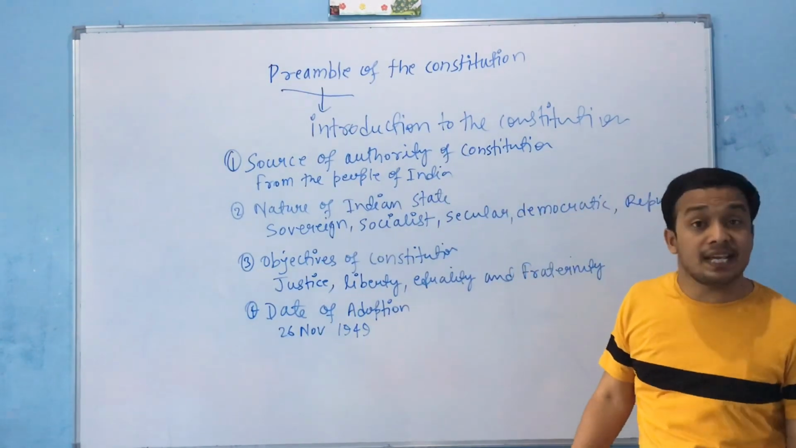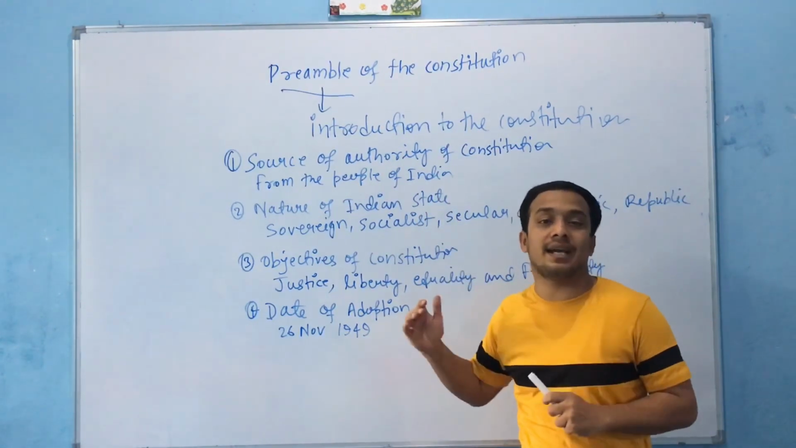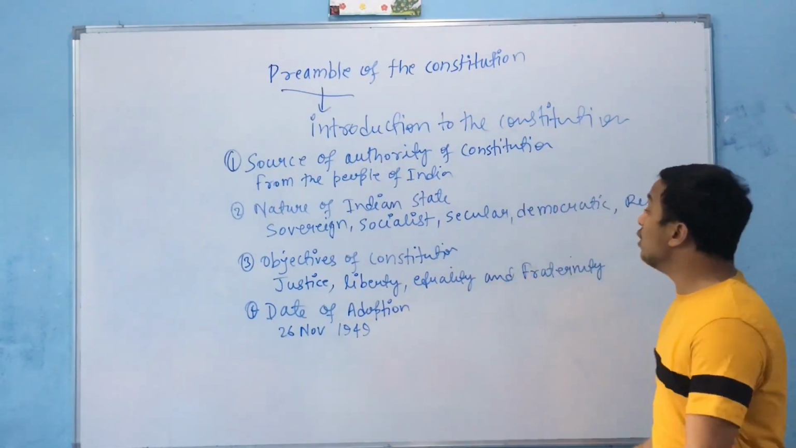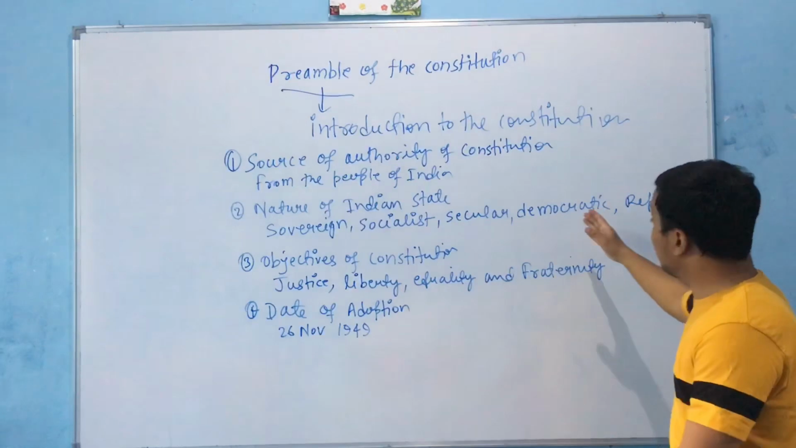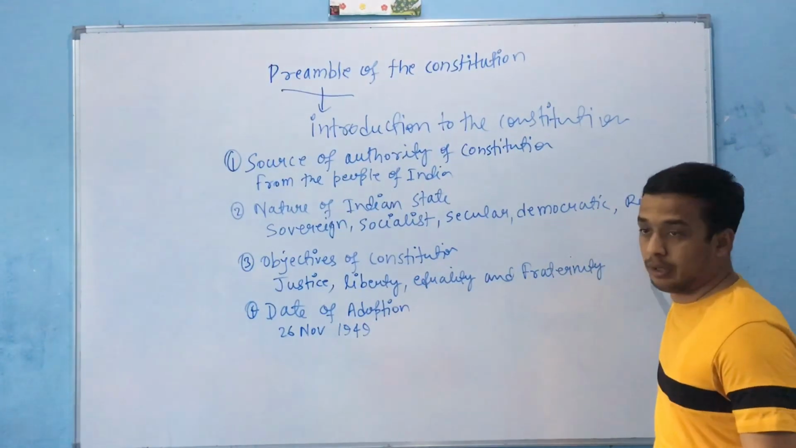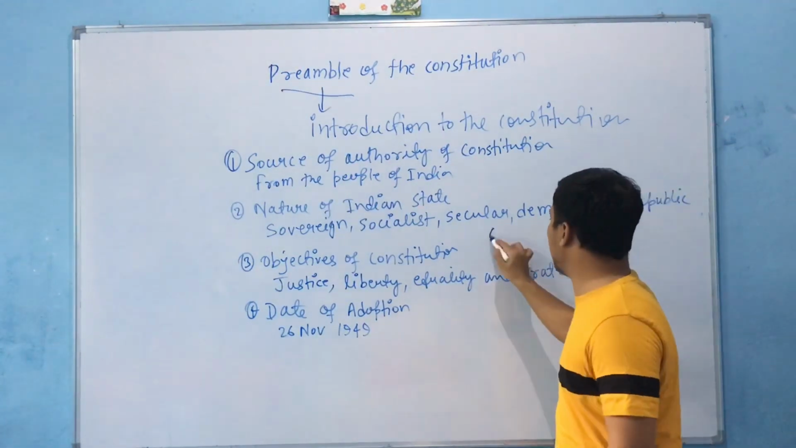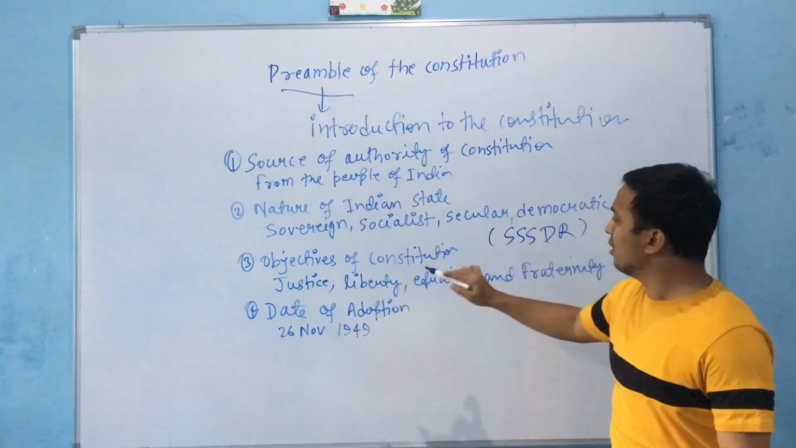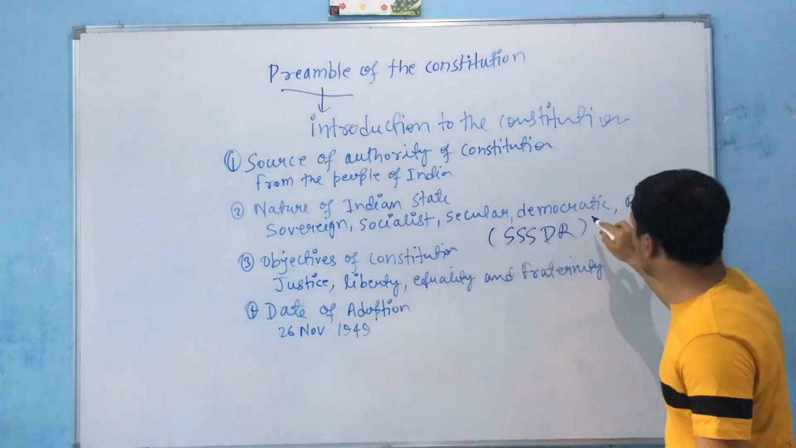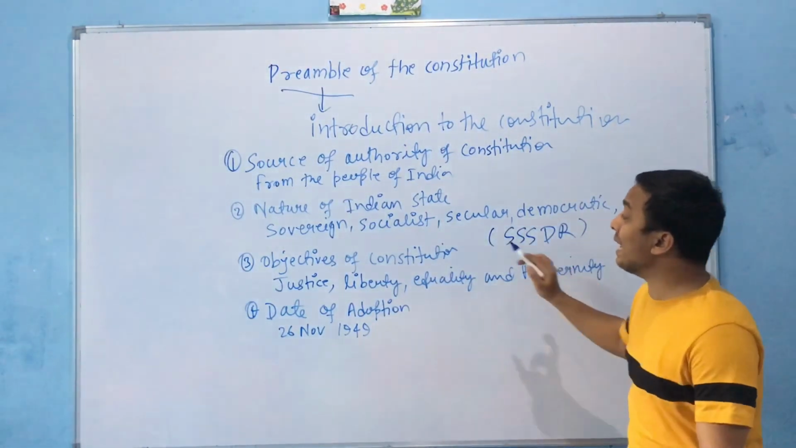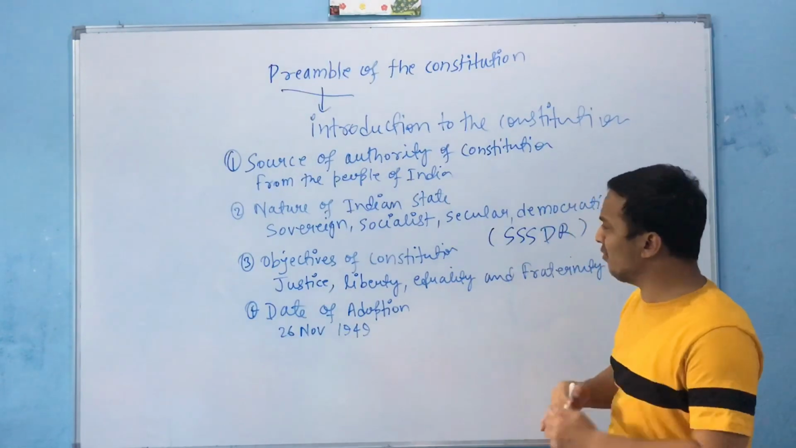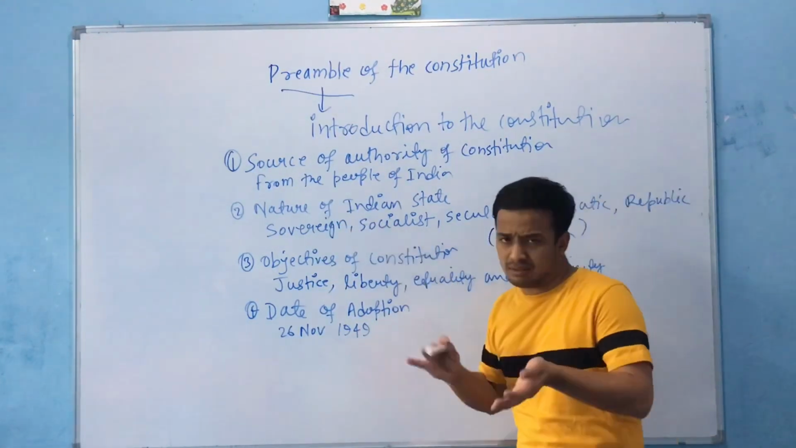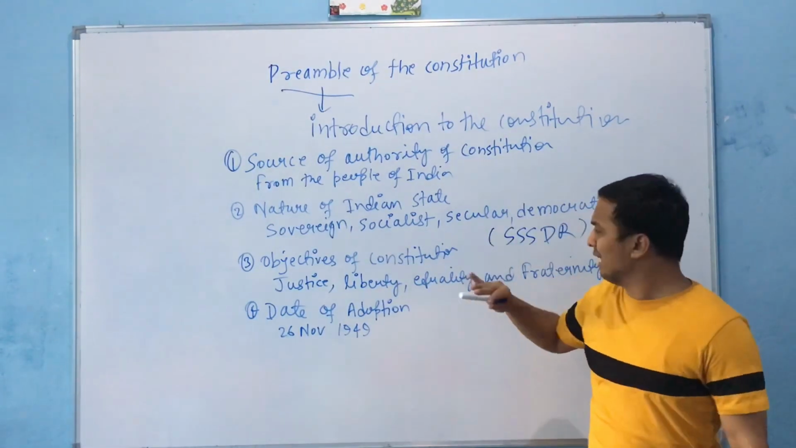Okay, and nature of the Indian state. अब Indian state का nature कैसा है? Indian state is sovereign, socialist, secular, democratic, republic. Okay, simple SSS, ये short form याद रखना है, SSSDR. Okay, sovereign, socialist, secular, democratic, republic. Okay, that is the nature of Indian state. We are going to look into each word in detail. Okay, but अभी मैं summary दे देता हूँ, थोड़ा सा hint दे देता हूँ.